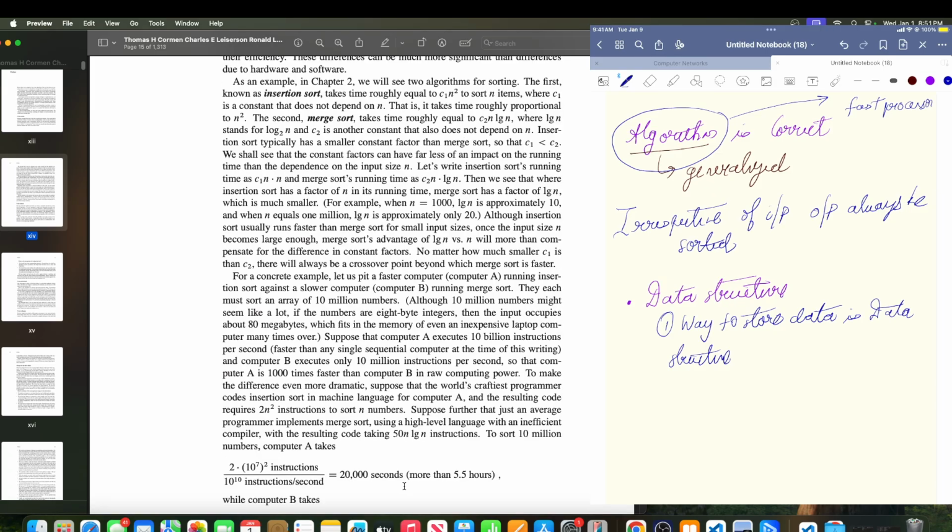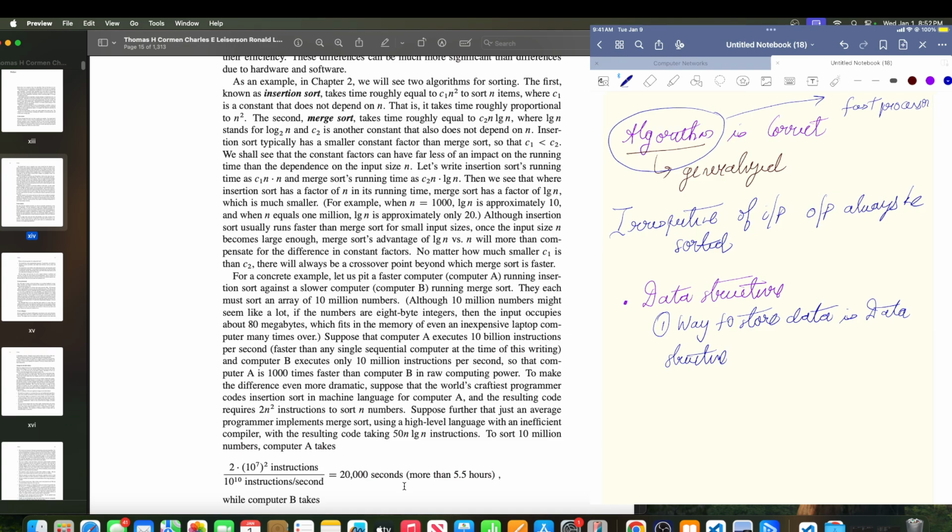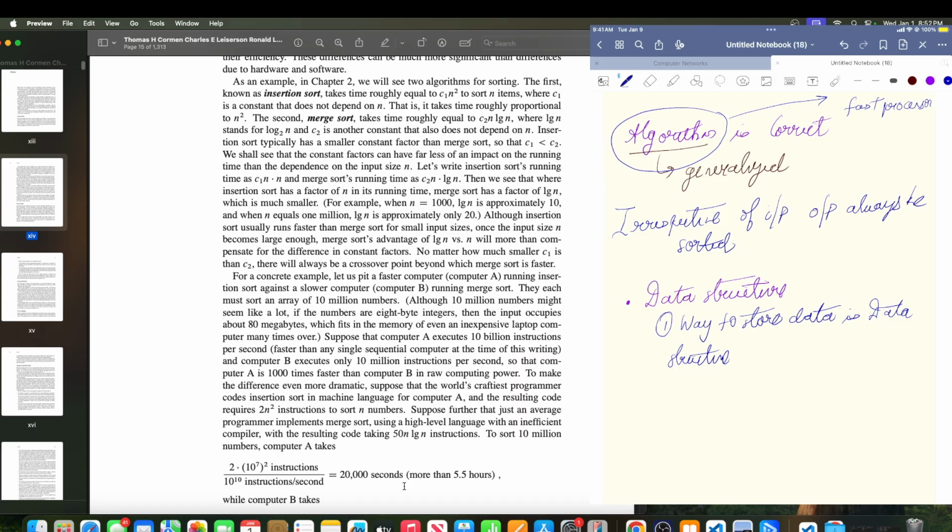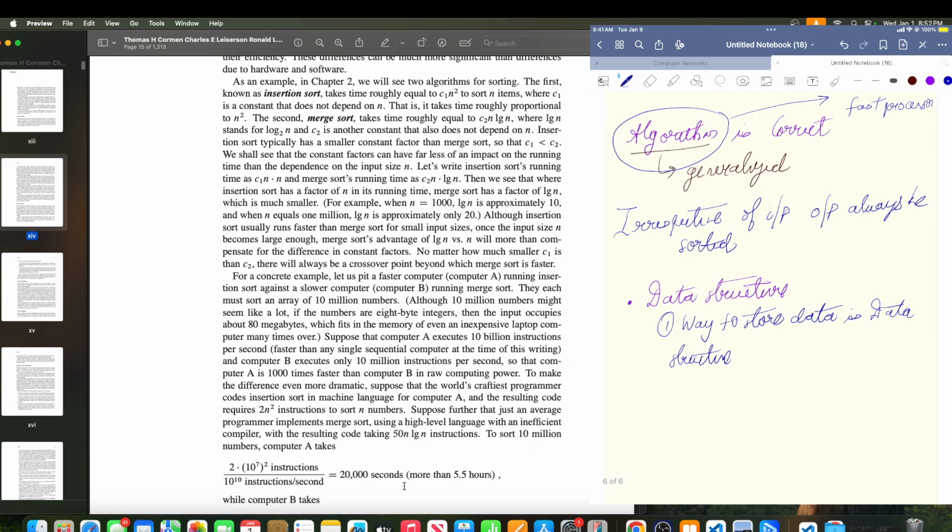Okay, so for a concrete example, let's put a first. Now let's read this entire thing. The one sort takes C2 n log n, where n is the input size and C2 is another constant that also does not depend upon n. Insertion sort typically has a smaller constant factor than merge sort, so that's C1 and C2. Let's write insertion sort's running time as C1 n and merge sort's as C2 n log n. We see that insertion sort has a factor of n in its running time, while merge sort has a factor of log n.